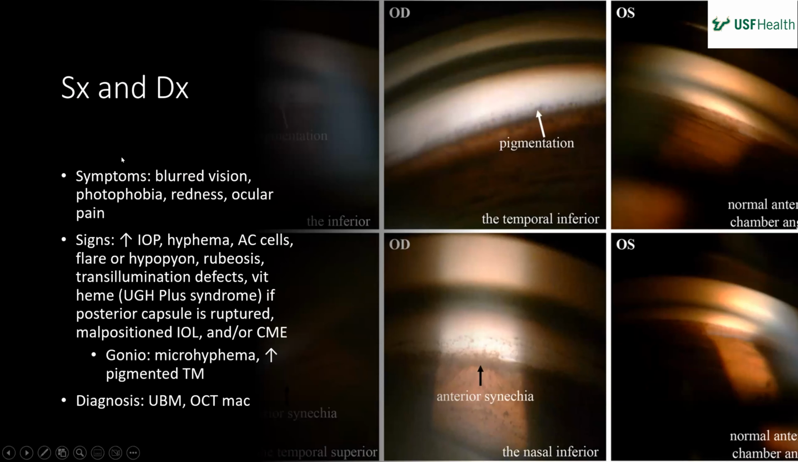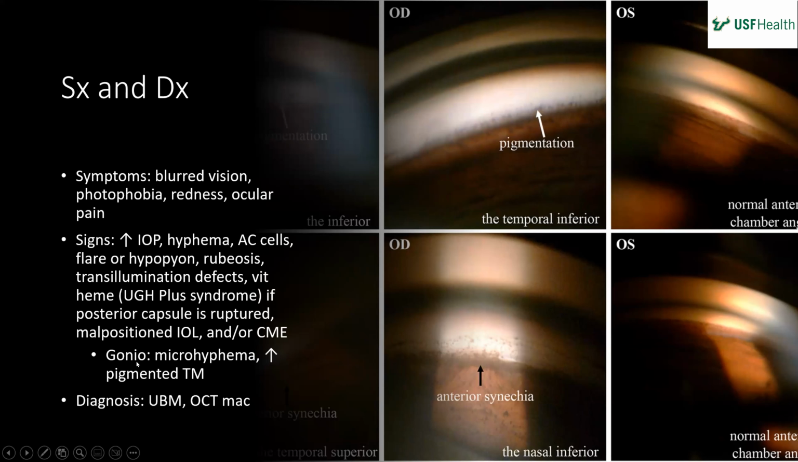Some of the symptoms include blurred vision, photophobia, redness, ocular pain. Signs would include increased intraocular pressure, hyphema, AC cells, flare, hypopyon, rubeosis, transillumination. You could also get a vitreous hemorrhage, which would be called UGH plus syndrome if there's a posterior capsule rupture, malpositioned IOL, and or CME.